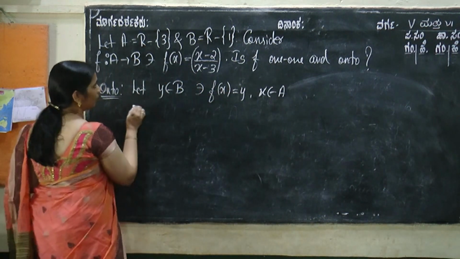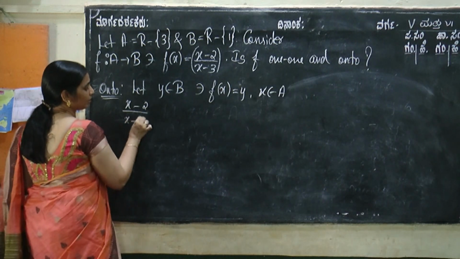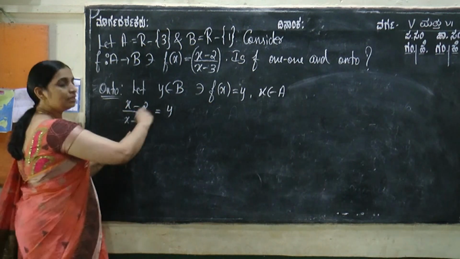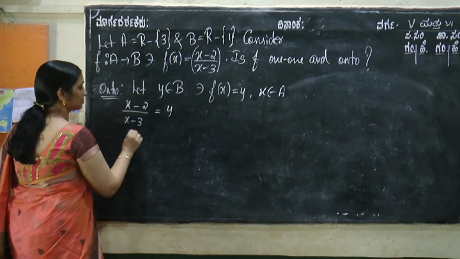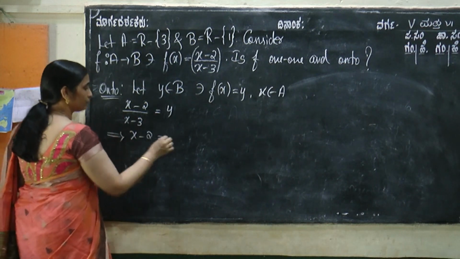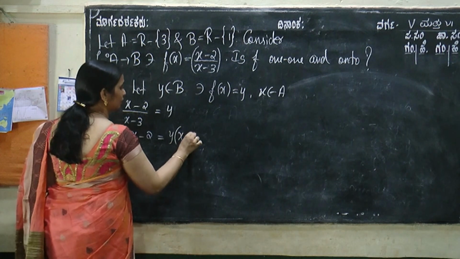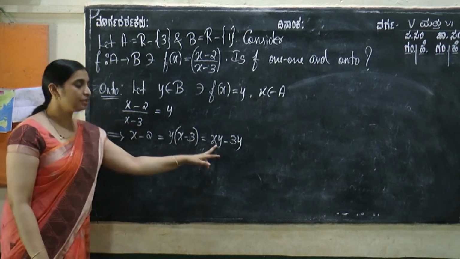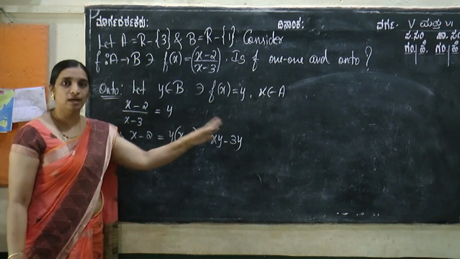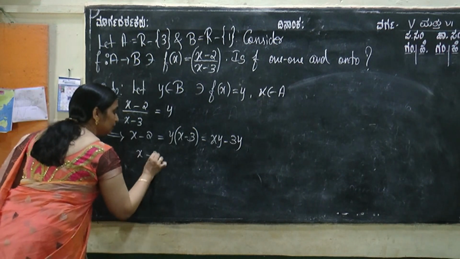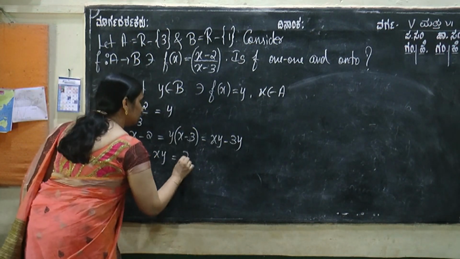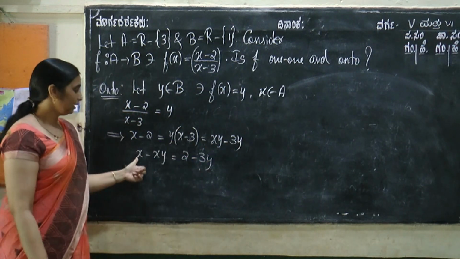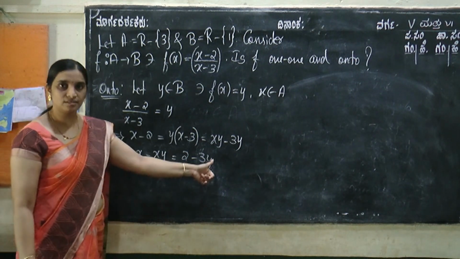Now f of x equal to y, f of x is x minus 2 divided by x minus 3 equal to y. We need to express x in terms of y, so we will cross multiply and then simplify for x. x minus 2 is equal to y into x minus 3, that is nothing but xy minus 3y. Shift the terms containing x to LHS and other terms to RHS here. So it is x minus xy is equal to minus 2 initially, but when we shift it to RHS becomes positive. x minus xy is equal to 2 minus 3y.